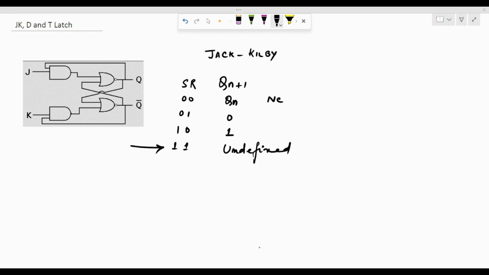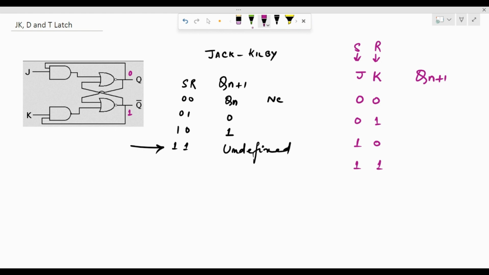Here, if we consider initially that Q is 0, therefore Q bar is 1, and we are now going to look at the JK, Qn plus 1 being the next state. Again, we can have four combinations: 0 0, 0 1, 1 0, and 1 1. It is interesting to note that JK works very similar to SR, wherein J is similar to the S and K is similar to the R. The only extra added advantage is that even 1 1 input is allowed over here.